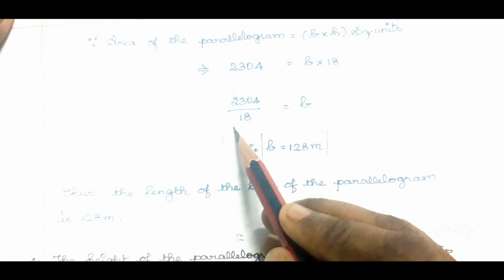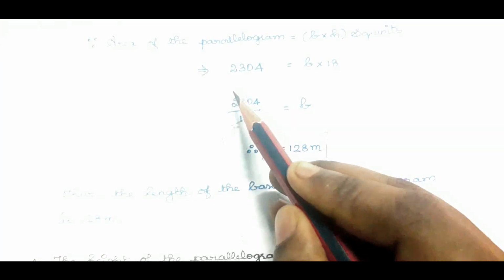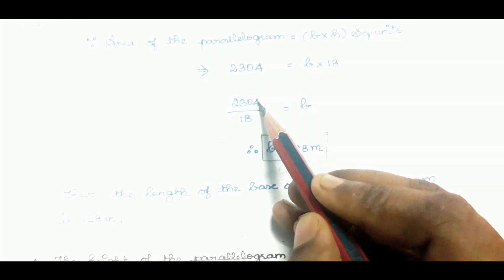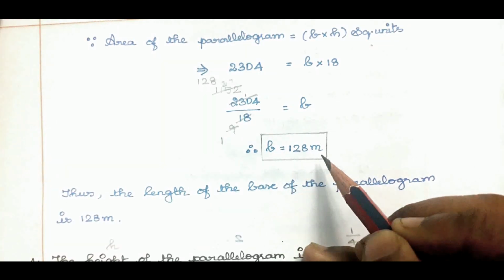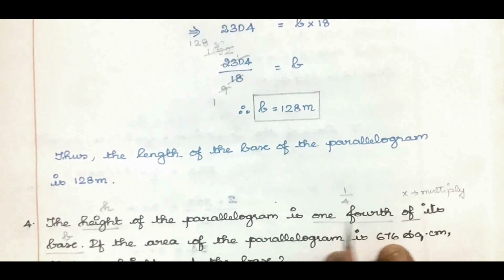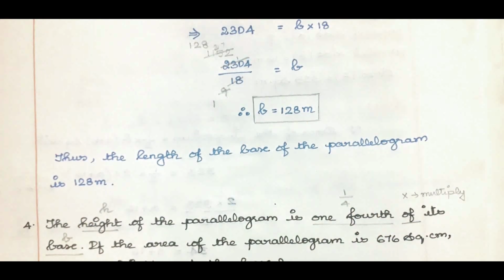So go with 2 table, 9 2s are 18. Again 1 9 is 9. Here 1 2 is 2. 1 2 is 2, remainder 1. 5 2s are 10. 2 2s are 4. Again with 9 table, 1 9 is 9, remainder 2. 2 9s are 18, remainder 7, 9 8s are 72. Now, therefore, B is equal to 128 meter. Thus, the length of the base of the parallelogram is 128 meter. Clear?